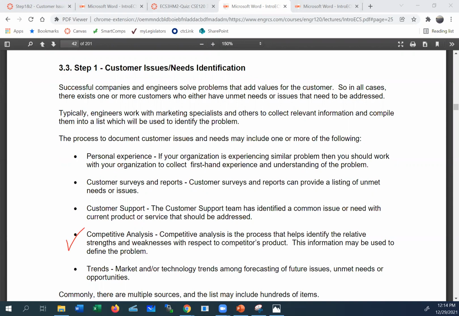That's not cheating. That's just being aware of what your competitor is doing and making sure that you know their weaknesses and you know their strengths, so you can build your business around it.